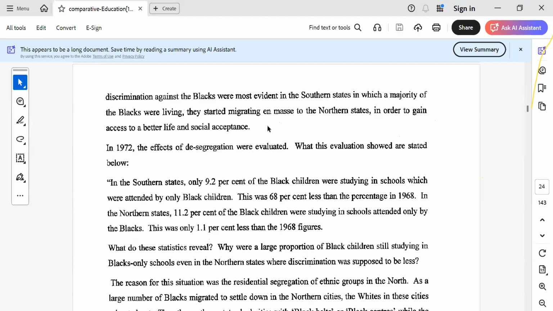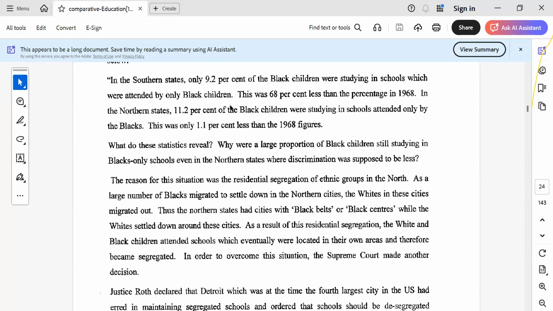So in 1972, the effects of desegregation were evaluated. What the evaluation showed is stated below. Please read these two paragraphs.